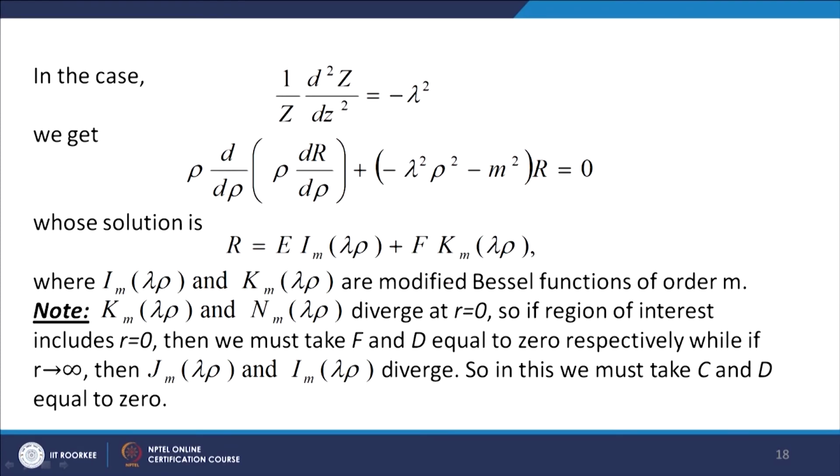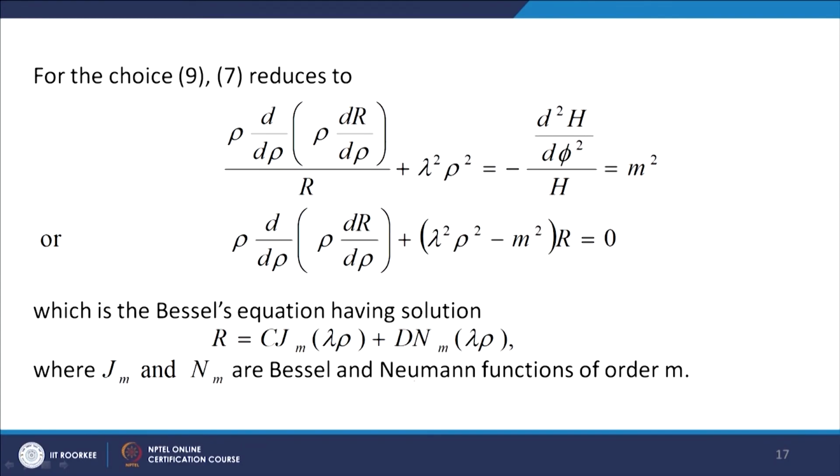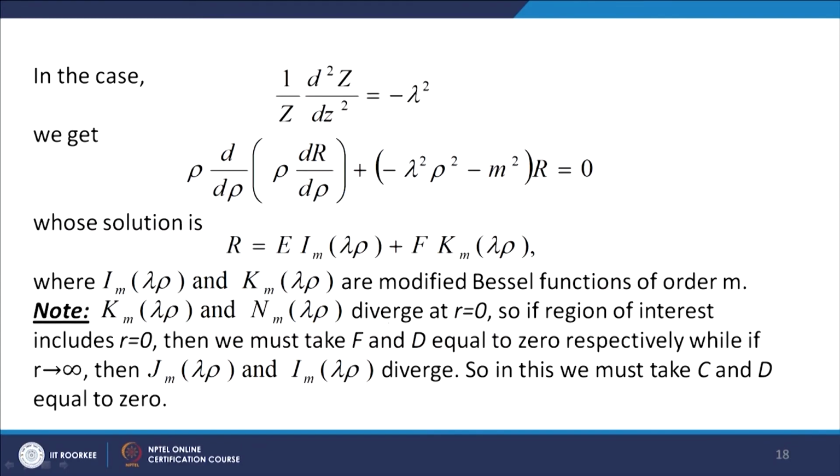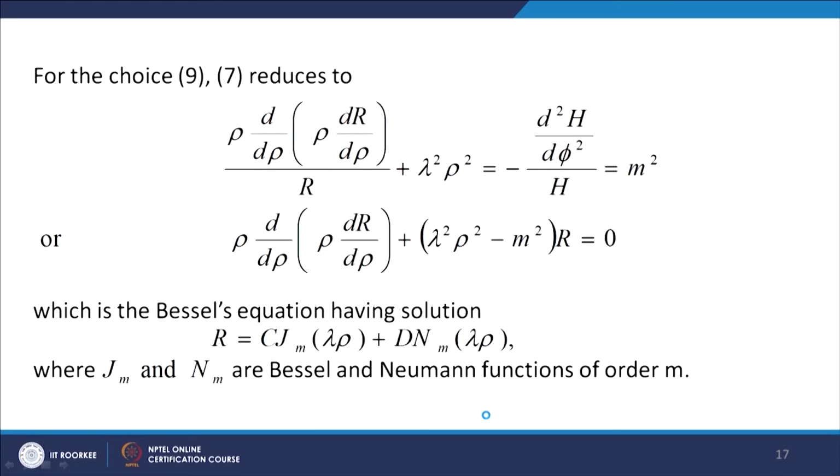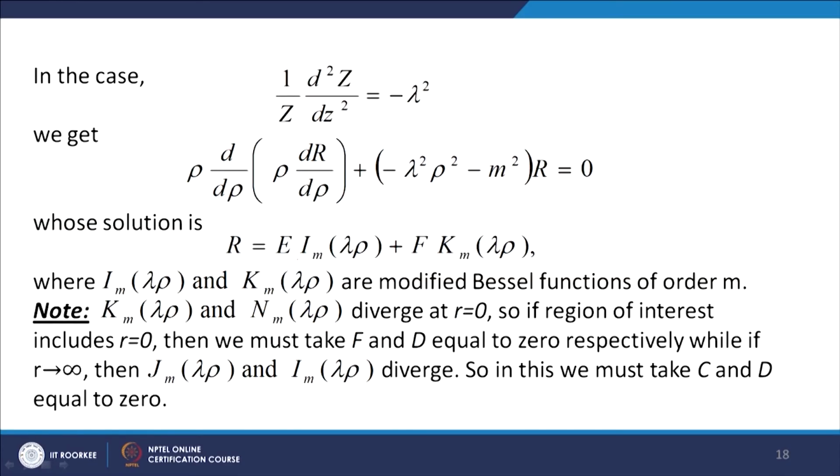Now let us note the following: K_m(lambda rho) and N_m(lambda rho) diverge at rho equal to 0. So if the region of interest includes rho equal to 0, then we must take F and D equal to 0 respectively, while if rho tends to infinity, then J_m(lambda rho) and I_m(lambda rho) diverge. So in this case we must take C and E equal to 0.